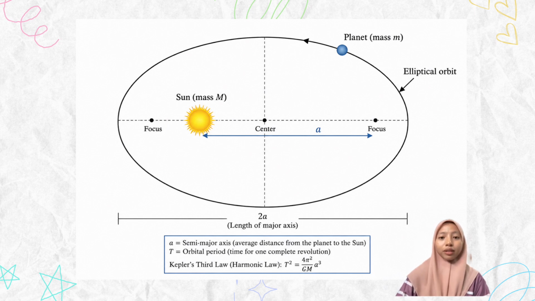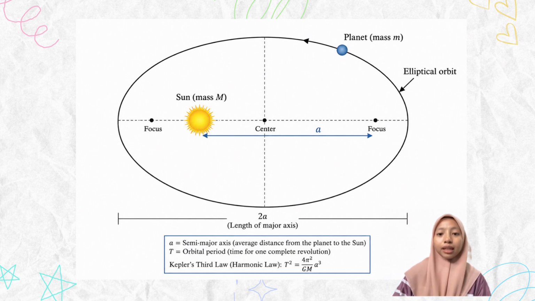The full length of the major axis is 2a. The arrow indicates the direction of the planet's motion, and T represents the orbital period, which is the time taken for one complete revolution. At the bottom, Kepler's third law is shown as T squared is equal to 4 pi squared over GM times a cubed. This equation means that the square of the orbital period is proportional to the cube of semi-major axis.